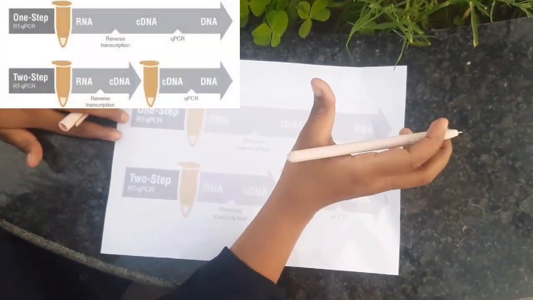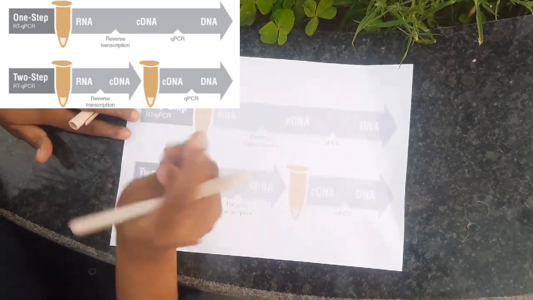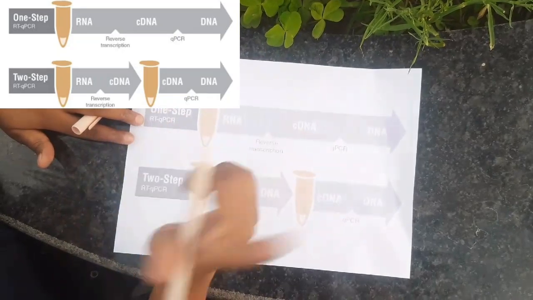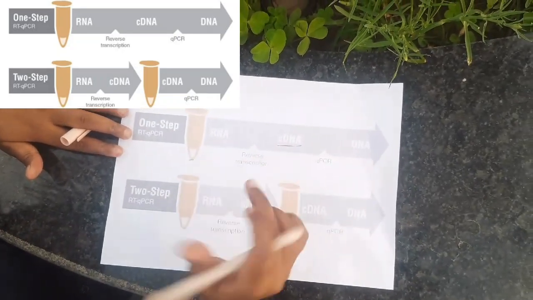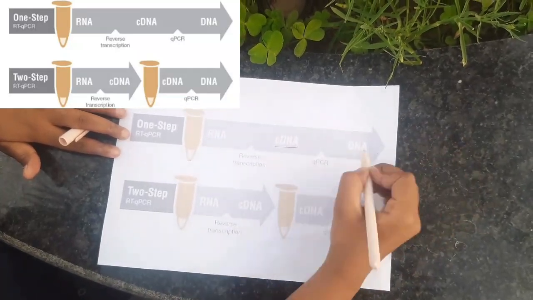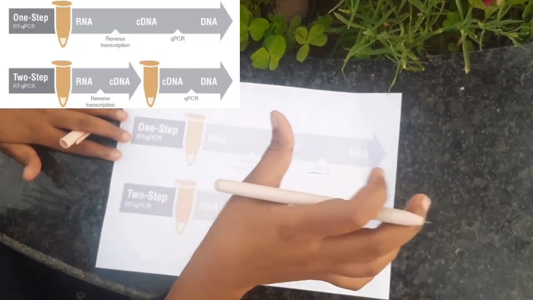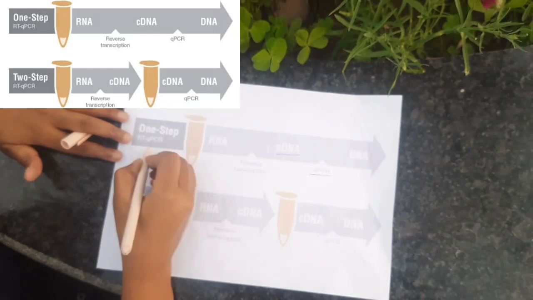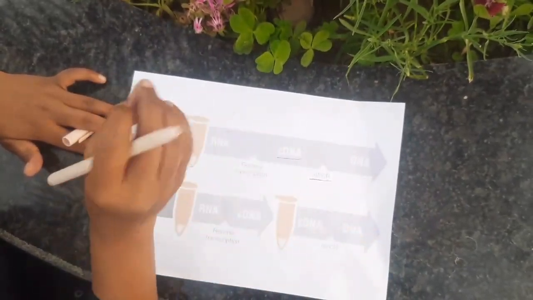In one-step RT-qPCR, at first mRNA is taken and placed in a tube, in which we also add reverse transcriptase enzyme, which converts mRNA into complementary DNA. This process is called reverse transcription. In the same tube, the cDNA is amplified by qPCR, which is real-time PCR, and this is run in a thermocycler. So here we add reverse transcriptase, DNA polymerase, primers and mRNA all in one tube only.